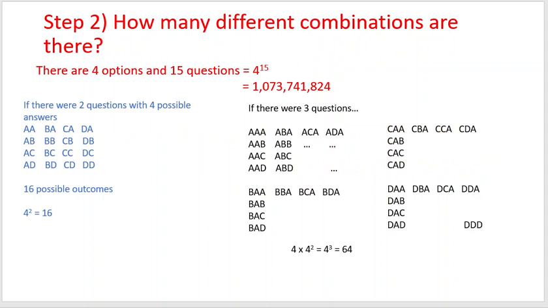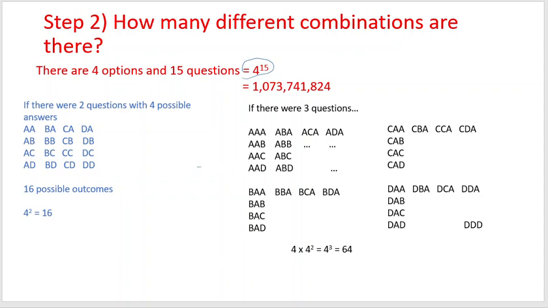Now after this, we've got to look at how many different combinations there are. So when we ask 15 questions and there are 4 different options, we've got to work out how many possible outcomes there are for the correct sequence for 15 answers. Now, I've already got the answer here. It's 4 to the power of 15, which is a really big number. That's over 1 billion different outcomes.